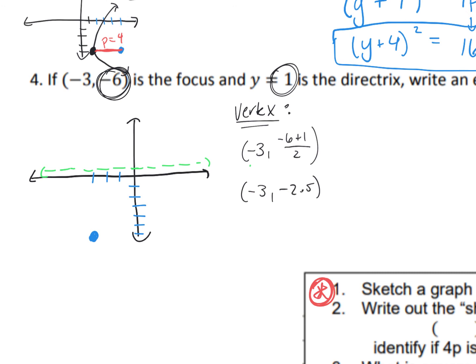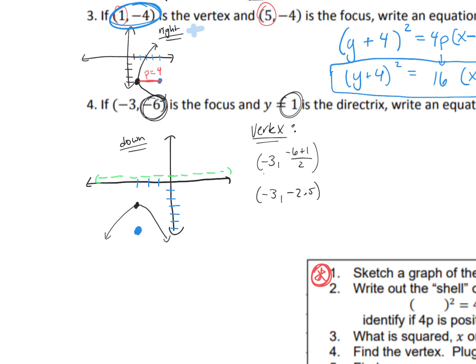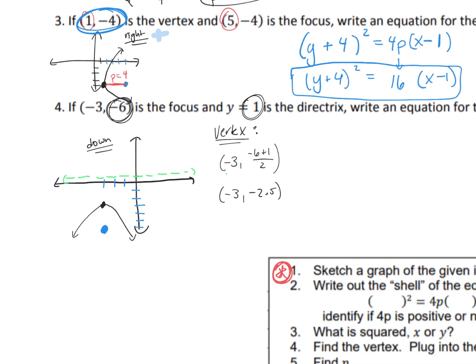So let's go ahead and draw that in. Again, it doesn't have to be perfect. We're just trying to quick sketch. I know it's opening downwards because, again, that focus should be inside that parabola. The directrix should be behind it. So right now I have the vertex. I know it's opening down, which is important. And now I can kind of draw out that shell of the equation.